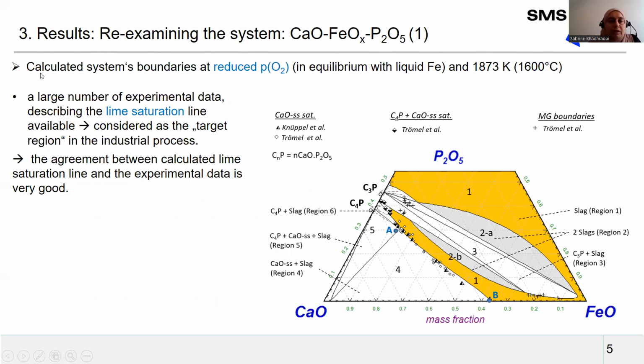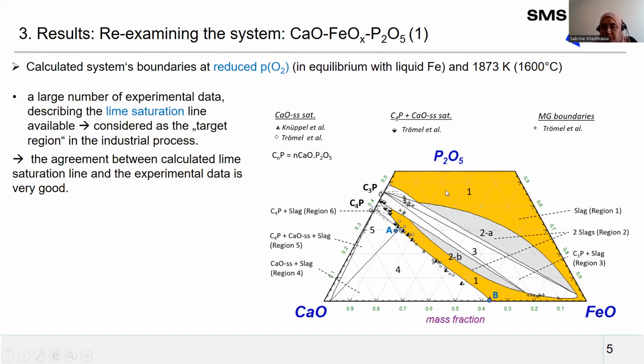All right, so I show you the results with respect to some systems today. You can see here the oxide system relevant for high phosphorus slags is this ternary system, which is a well-known system. Back in the 1960s, you can find a high number of experiments done on these systems. And here I show you the phase diagram calculated by the database at the reduced state, that is in equilibrium with liquid iron at a temperature of 1600 degrees.